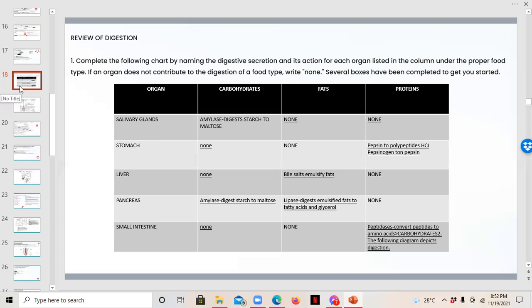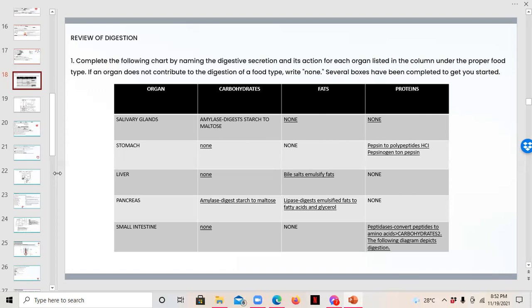Carbohydrates: amylase digests starch to maltose. None. Amylase digests starch to maltose. None. Fats: none, none, and bile salt emulsifies fats. Lipase digests emulsified fats to fatty acids and glycerol. And none.